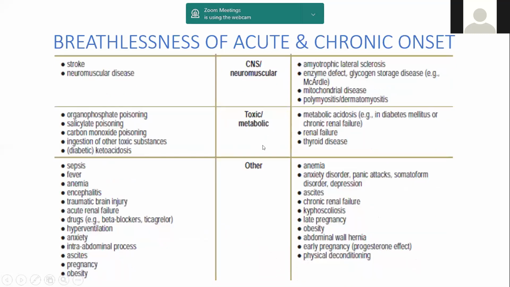There may be some metabolic causes, particularly leading to acidosis, like the diabetic ketoacidosis, the salicylate poisoning. The other cause of metabolic acidosis include chronic kidney disease. There may be some poisoning as well. And the neuromuscular cause I have already described. And there are some non-specific causes which include sepsis, fever, anemia, acute kidney injury, psychogenic hyperventilation. In a pregnant patient, the pushing up of the diaphragm by the gravid uterus sometimes causes shortness of breath.